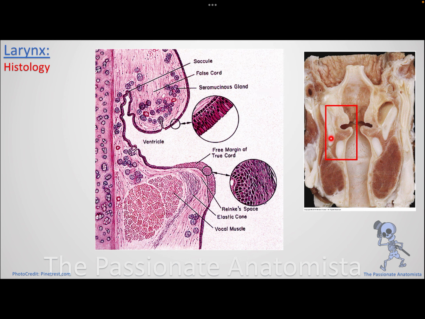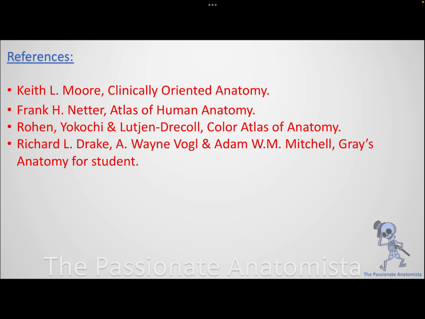If you are here, this is the thyroid. If you're down here, this is the cricoid. All right, so this is a general idea of the histology of the larynx.